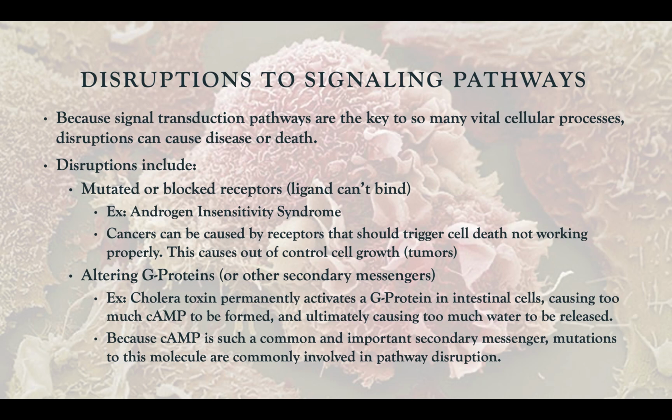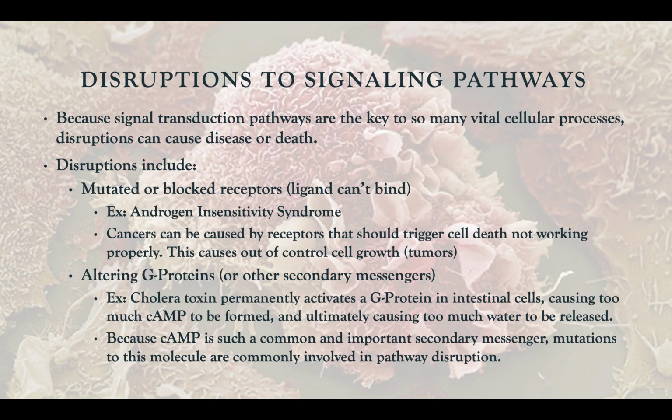So cholera does this. Cholera will permanently activate a G protein inside of your intestines. This causes too much cyclic AMP to be formed, and it will cause ion channels to be open when they're not supposed to be open. And so where you should be having an osmotic situation that draws water into intestinal cells, instead, all the water is being released. And you can imagine that causes catastrophic dehydration, diarrhea and so on, and that can actually kill people. So that is very, very sad.